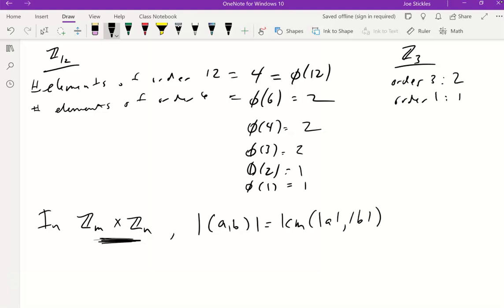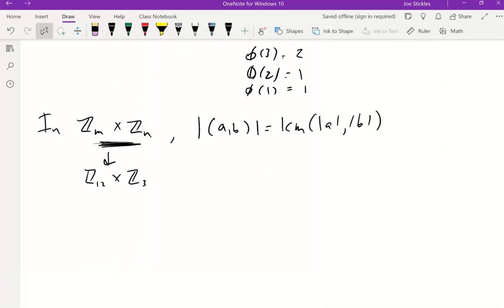Good. All right, so now we're trying to do Z12 cross Z3. What are our possible pairings? Well, I can take an element of order 1, 2, 3, 4, 6, and 12 in Z12 and pair it with an element of order 1 or 3 in Z3, right? We agree? So what are our possibilities?